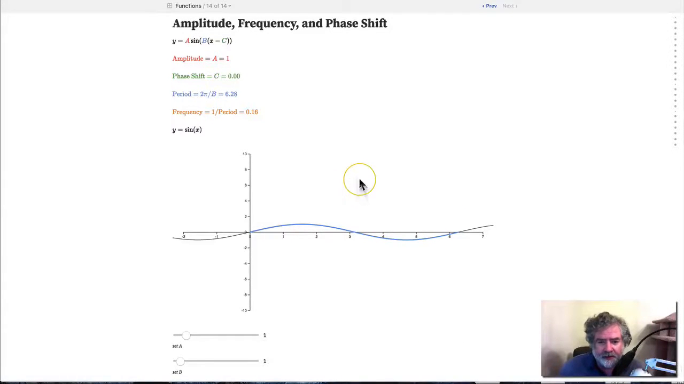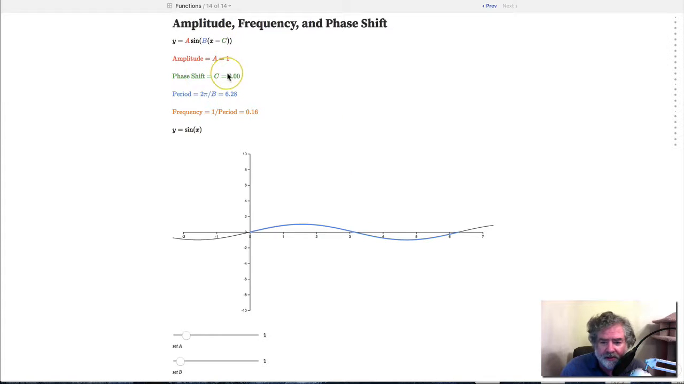So here I'm revisiting the sine curve, and I'm looking at the characteristics of the curve: amplitude, frequency, phase shift. I have the general equation for the sine curve here, and then you can see how these parameters are related to these different characteristics. So A gives you the amplitude, which is just how high the graph is.